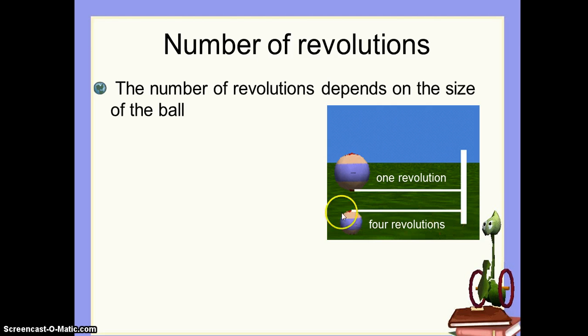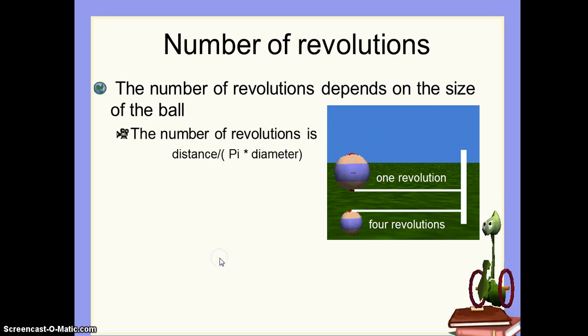So to go the same distance, the number of revolutions is dependent on the size of the ball. It's actually dependent on the circumference. Because if you think about it, that's the circumference right there. Hopefully you can see that little motion. And if you roll it once, that's also the distance it will go. If you don't believe me, find a ball and measure and see if that's true.